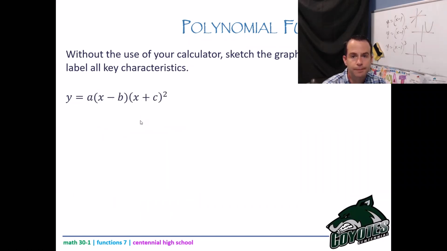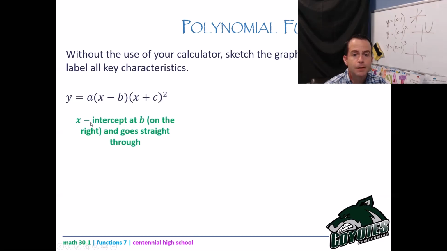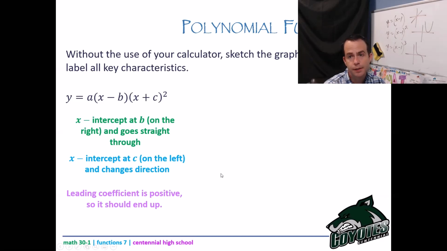Now we're going to try this guy. Well, we're going to walk through the same sort of thing. At x equals -c, which means I'm on the left, just think about transformations there. If that says x plus c, I'm going to be on the left side of the axis, and I'm going to change direction. I've got an x-intercept at B where I'll go straight through. So x-intercept at B on the right goes straight through. X-intercept at C on the left changes direction. Leading coefficient is positive, so it should end up.